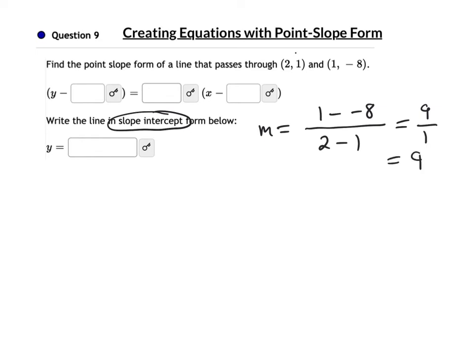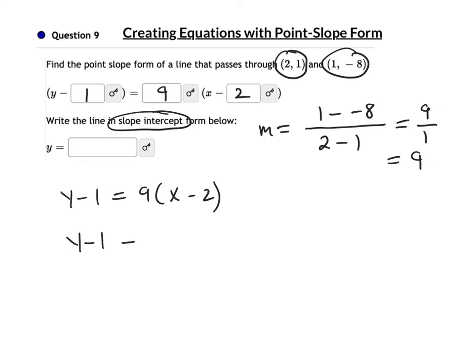I can pick either point. It makes no difference. y minus the y, pick a point. I'm going to choose 1 equals the slope, 9 times x minus the x of the point, which is 2. Got to use the same point. Now I'll take that, y minus 1 equals 9 times x minus 2, and I'll solve for y.